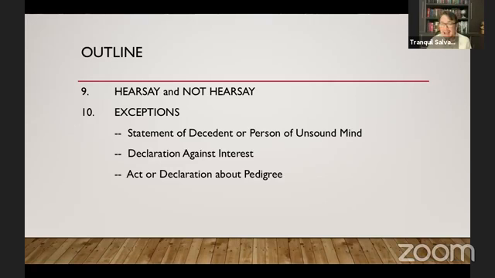The next is an act or declaration as to pedigree. An act or declaration about pedigree. Now, before I say anything, you will see that there are only two amendments here. What are they? Adoption. And the second one is that she is intimately related, associated, as to be likely to have accurate information as to his pedigree.